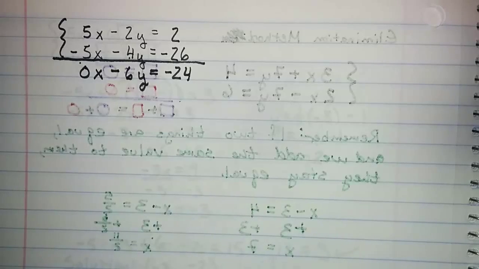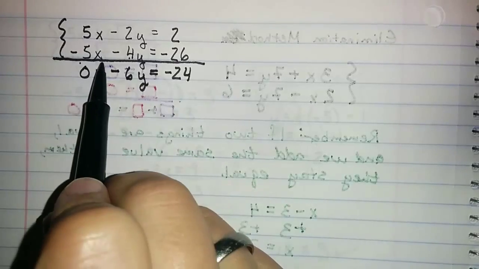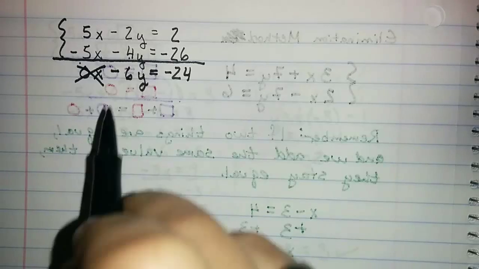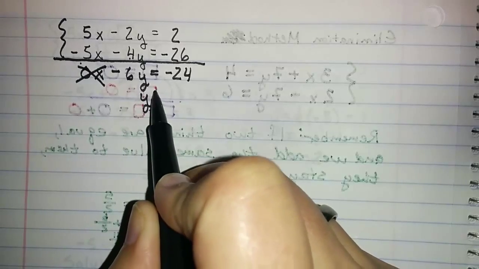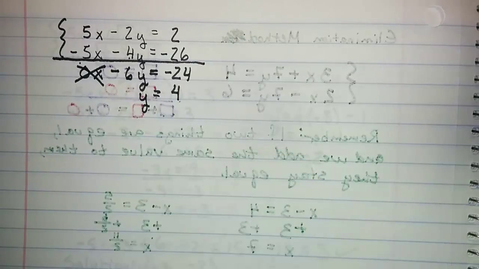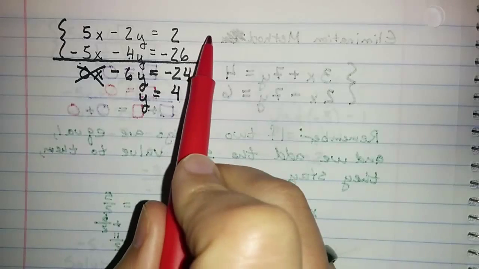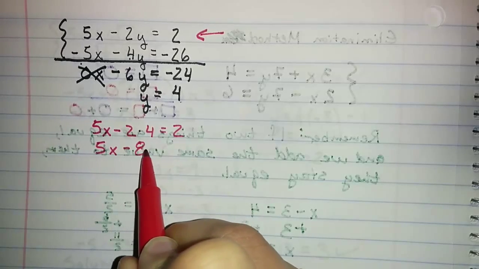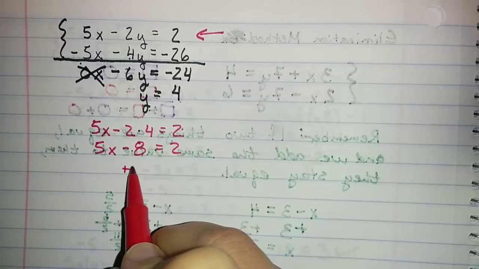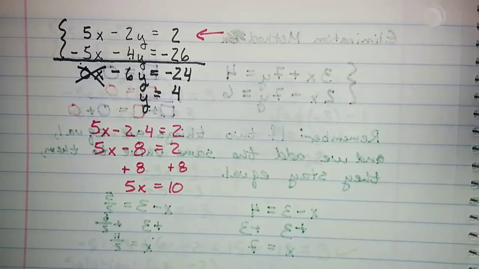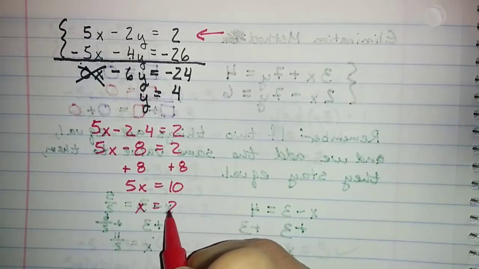And now we have our equation in one variable, negative 6y equals negative 24. 0x, that was eliminated. This is the elimination method. Divide both sides by negative 6, and we get y equals positive 4. And now again, we can go back to either equation to find x. I'm going to choose this one. 5x minus 8 equals 2. Add 8 on both sides. 5x equals 10. Divide both sides by 5, and we get x equals 2.